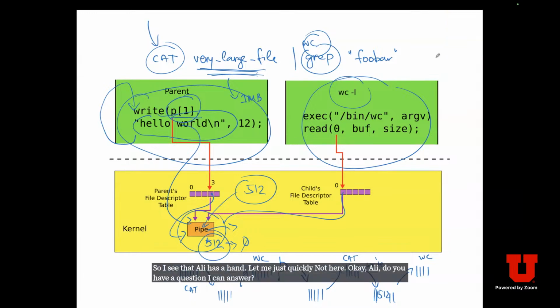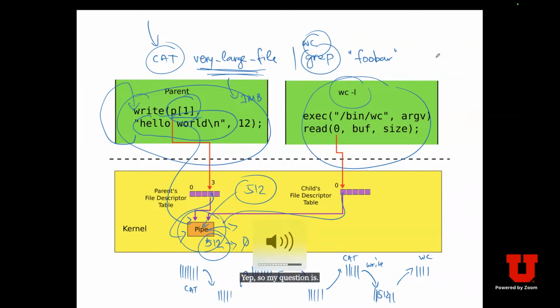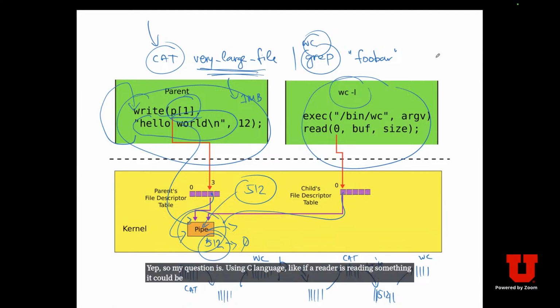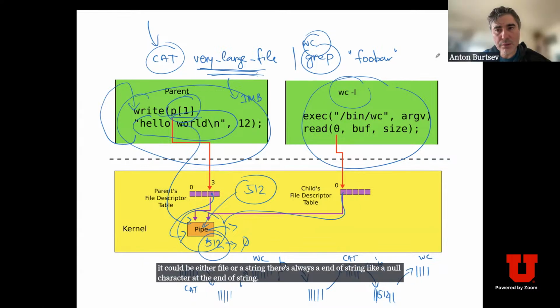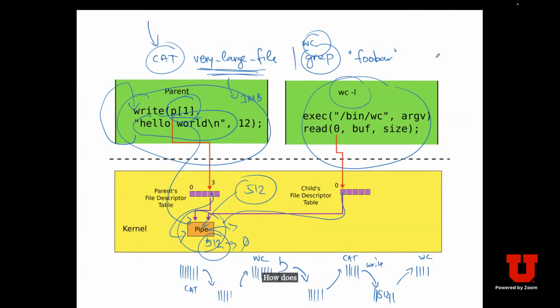Yep. So my question is, usually in the C language, if a reader is reading something, it could be either a file or a string, and there's always an end of string, a null character at the end of the string. How does the child process know that the contents in a pipe are finished, that it doesn't need to read anymore?